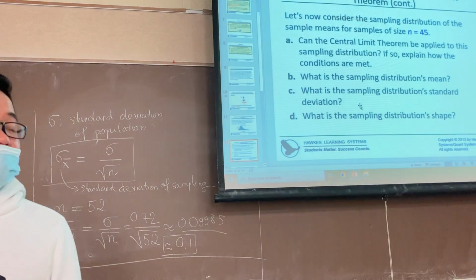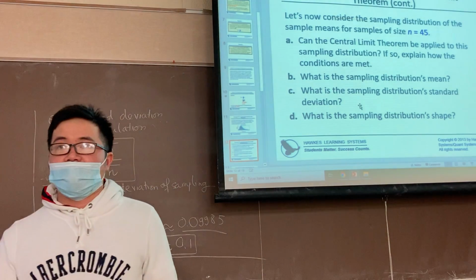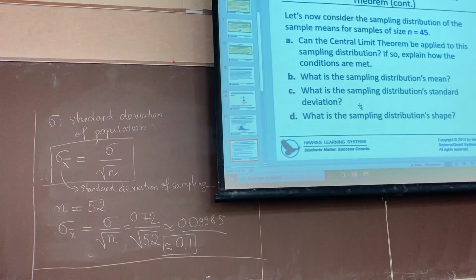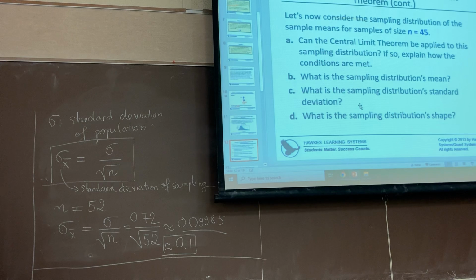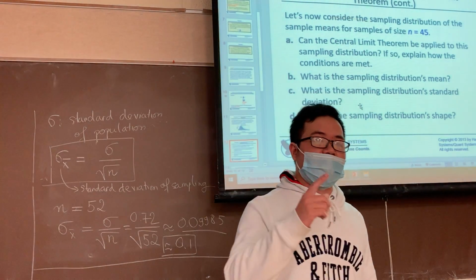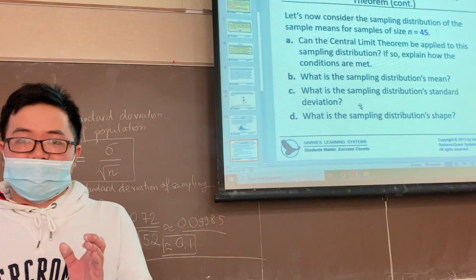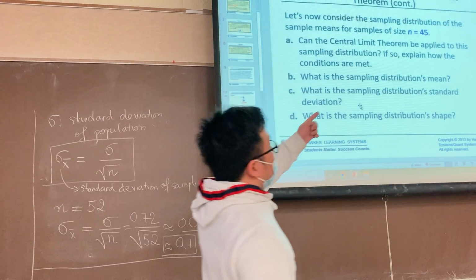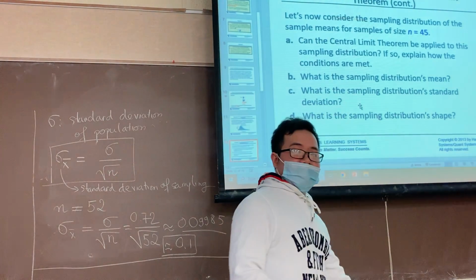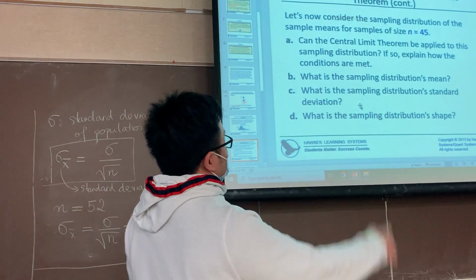Could you tell me, can the central limit theorem be applied to this sampling distribution? Yes, because the sample size is greater than 30. What's your name, please? Alondra. Thank you. Exactly, because when we want to apply the central limit theorem, we have to satisfy one of two conditions. The first one is that the sample size is at least 30, right? And here, 45 is greater than 30, so now we can apply the central limit theorem.